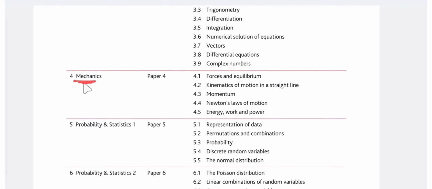So in today's video, we'll be discussing mechanics, that is paper 4 of 9709 mathematics. We will discuss all the topics, that is force and equilibrium, kinematics of motion in a straight line, momentum, then Newton's laws of motion, and energy, work and power.